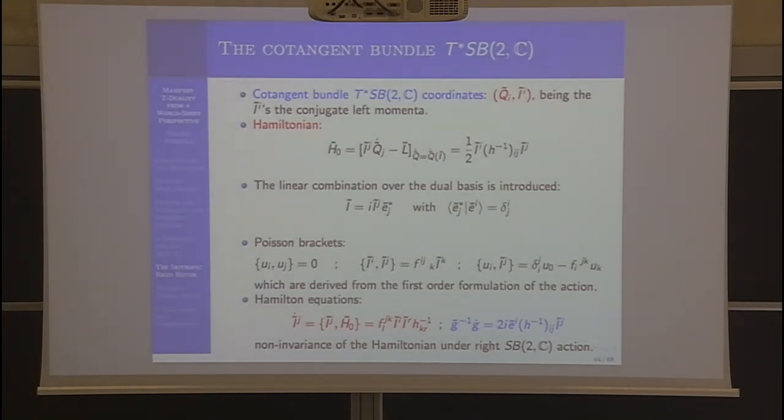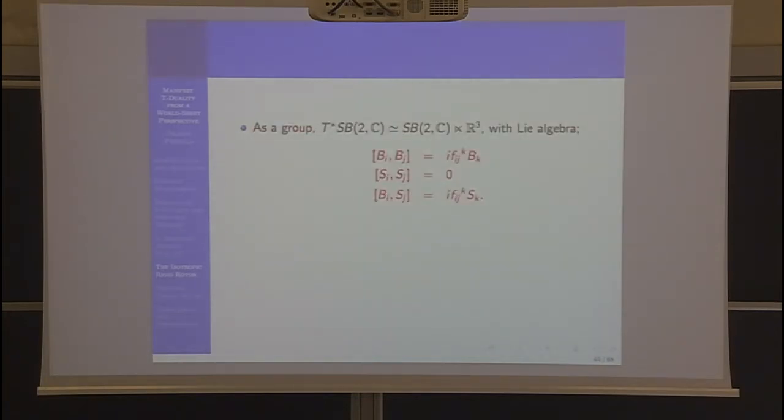What we can find also in this case are Poisson brackets, starting from the symplectic form. And from the Poisson bracket, of course, we can find the Hamiltonian equations that, again, put in evidence the non-invariance of the Hamiltonian under right SB2C action. So as a group now, the cotangent bundle of SB2C is isomorphic to this semi-direct product. So this is the Lie algebra.